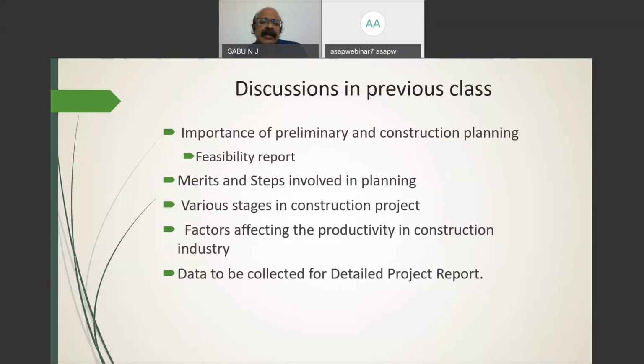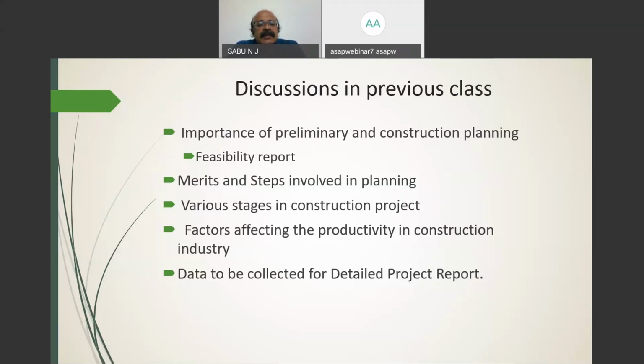As a part of this preliminary planning, we get an approximate plan and its cost. That is formed as a feasibility report. It is a brief report which is submitted to the government for convincing the public or government of the necessity and utility of the project. We also had some discussions about the advantages or merits of planning, and some steps involved in the planning process.